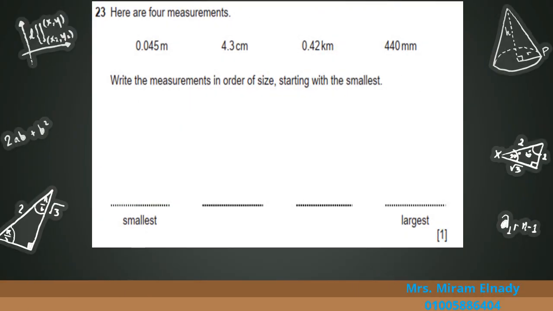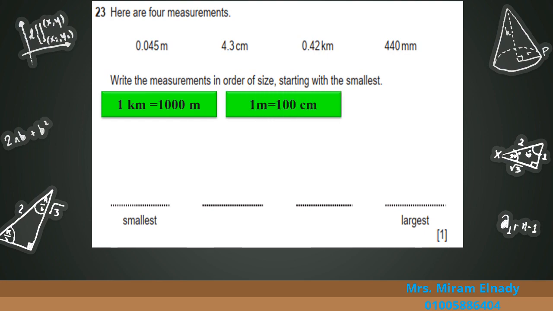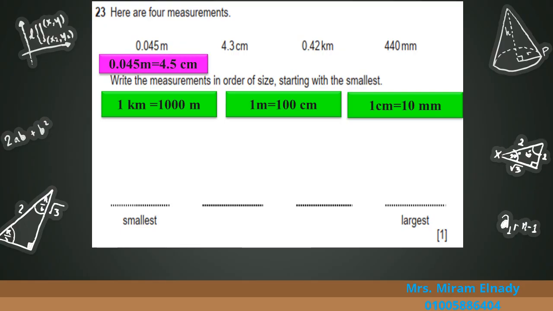We have here the measurements from the smallest to greatest. Remember, we need to write some rules in front of us in order to solve this question. For example, we can say 1 kilometer is 1000 meter, 1 meter is 100 centimeter, 1 centimeter is 10 millimeter. So 0.045 meter, we need to convert it into centimeter. So what are we going to do? Multiply, yes, because from meter to centimeter we're going to multiply by 100, so the final answer will be 4.5 centimeter. 4.3 centimeter, it's already done for us, we don't need to do it.